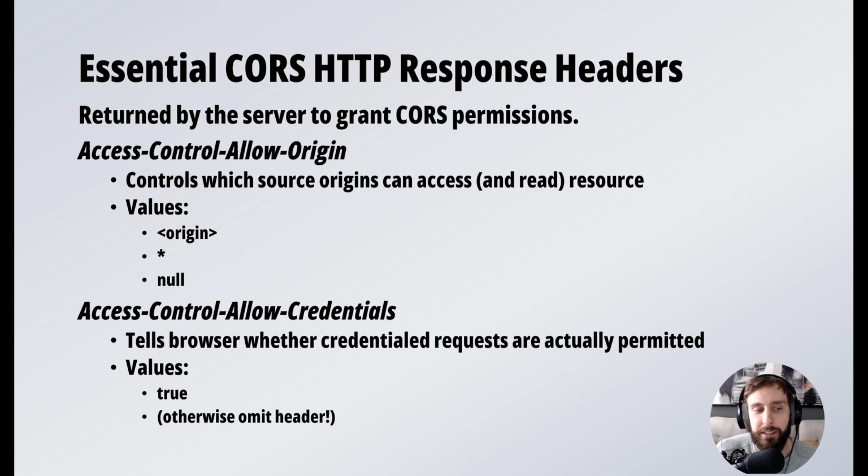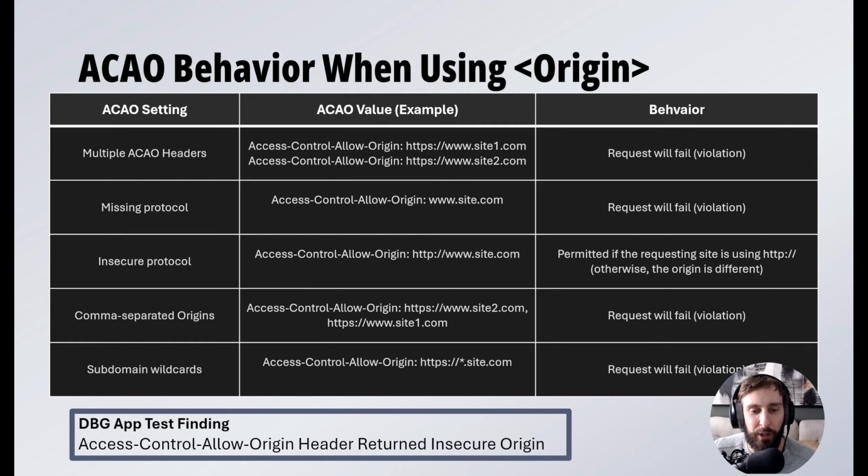The next header, Access-Control-Allow-Credentials. This will tell the client whether credentialed requests are actually permitted, and its value is true, or you just omit it, right? So if you don't want credentialed requests, don't return the header. Although I'm sure if there's any value other than true, that header will be rejected. I haven't personally tested that robustly, but I would expect that to be the case. Of course, many people have said that about many mechanisms that have led to security issues due to assumptions. Nevertheless, we're not going to explore that right now.